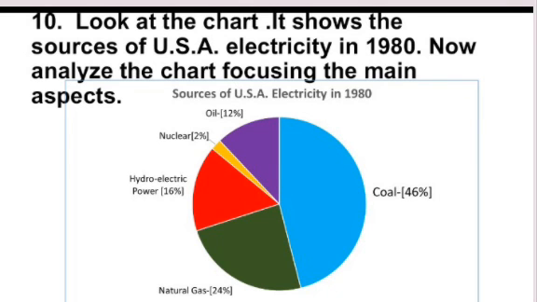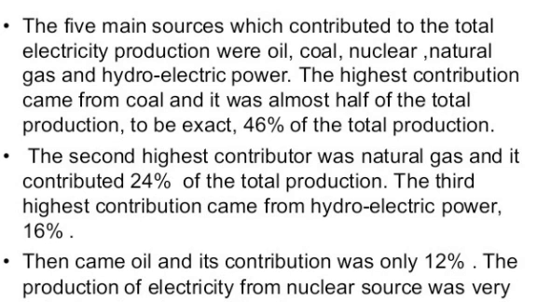Let us check the question again so that we don't make any mistake. And now we are going to explain and highlight all the data, the information that we find in the pie chart. The description could start in this way, and as the names of the contributors are very important, first of all we have mentioned their names. The 5 main sources which contributed to the total electricity production were oil, coal, nuclear, natural gas and hydroelectric power. Now we will pick them up and highlight their contributions.